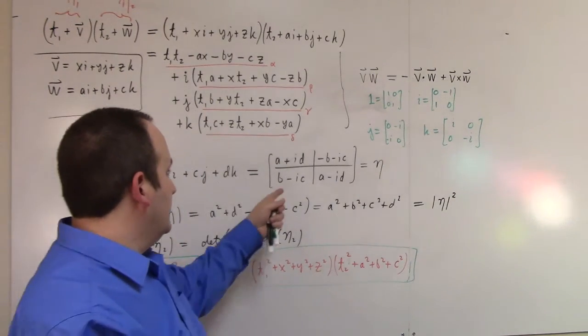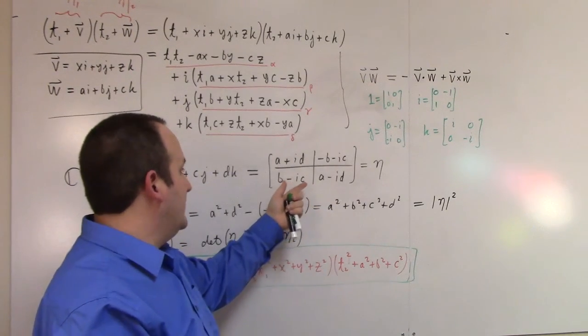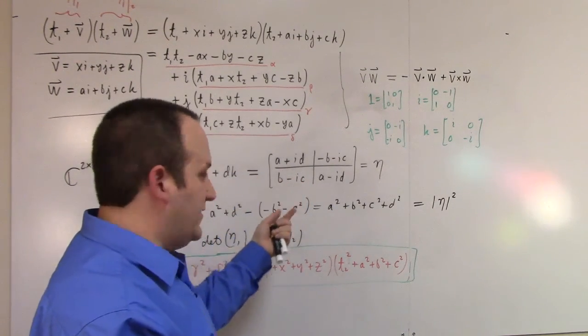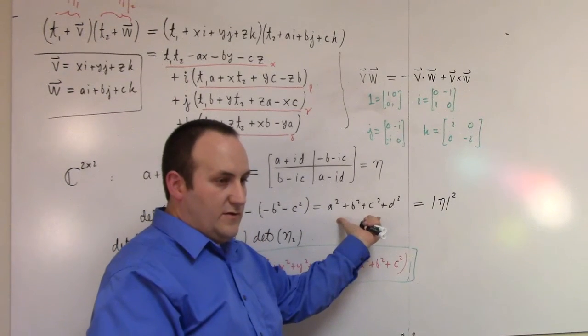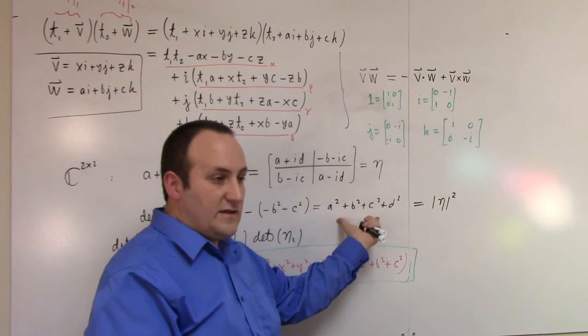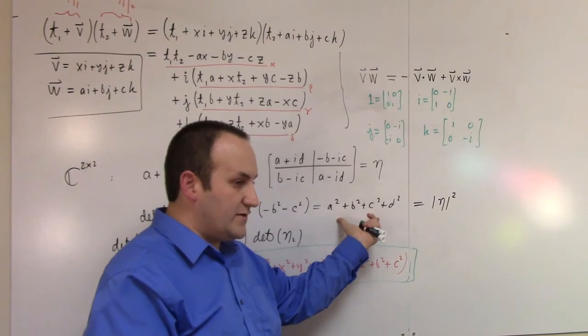Because it's a 2x2 matrix, you can write down the inverse. And the inverse is like 1 over the determinant, and we already know the determinant is this. So if the quaternion is non-zero, this is non-zero. Therefore, the inverse formula makes sense. So every non-zero quaternion has a multiplicative inverse.